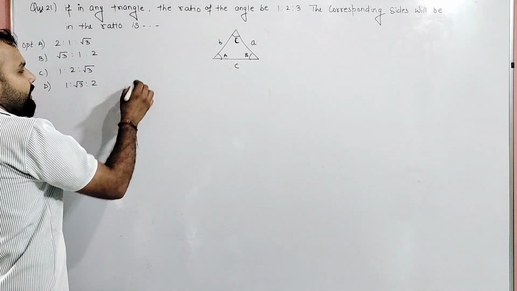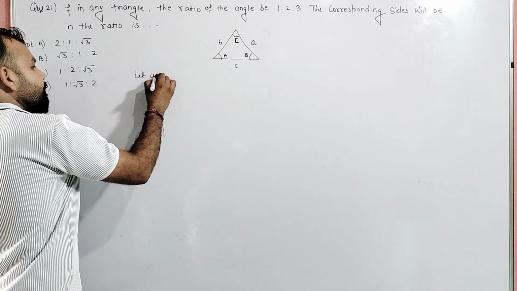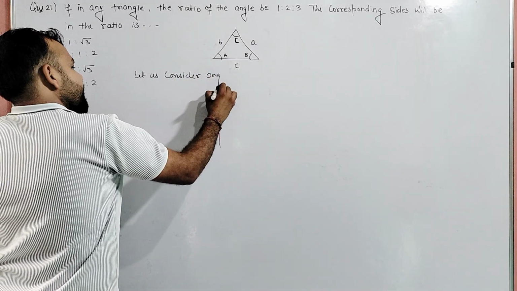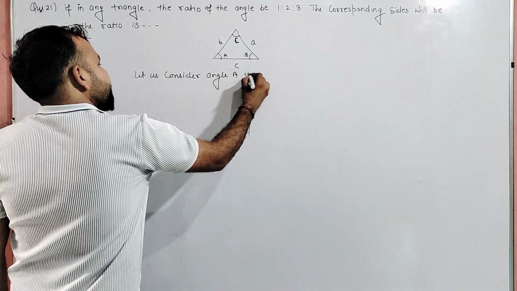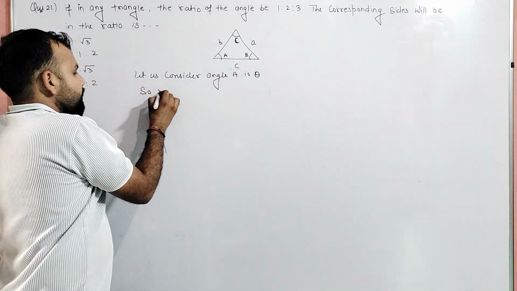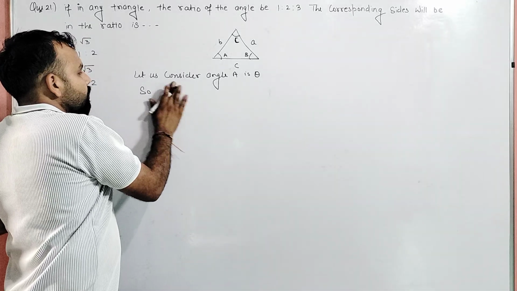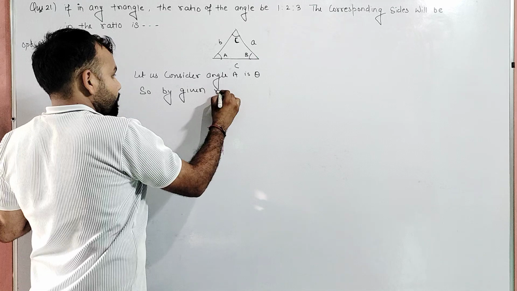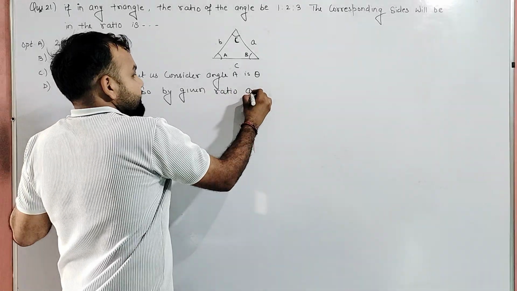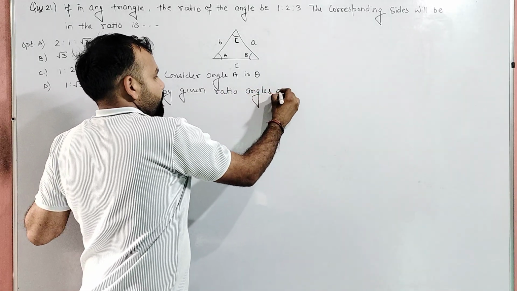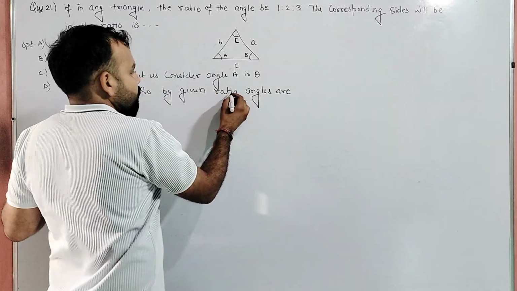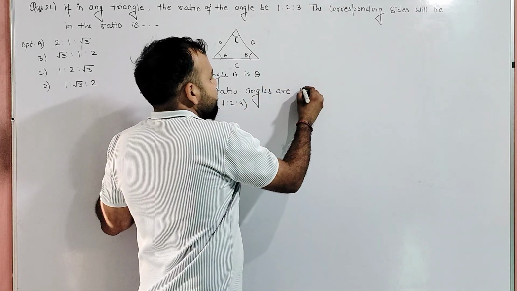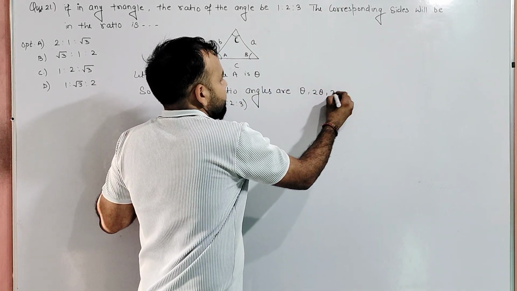Students, we know very well, let us consider angle A is theta. By the given ratio, the angles are in the ratio 1:2:3. Angles will become theta, 2 theta, 3 theta.